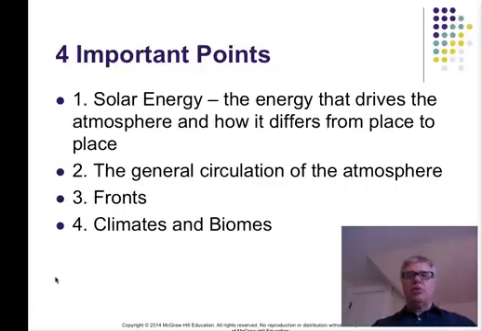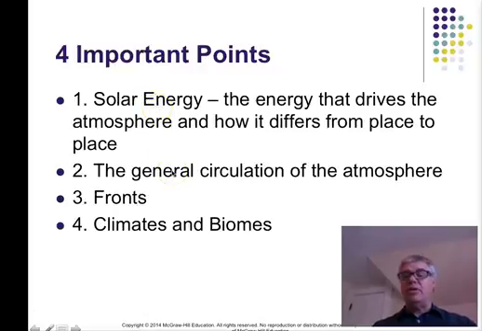So the four main points we're going to get into today: first, we're going to talk about the way in which energy comes into the atmosphere, mostly from the sun, and how that drives how the atmosphere circulates, and therefore why some places have a dry climate and some places have a wet climate. So again, we start first with the discussion of how that energy enters the atmosphere.